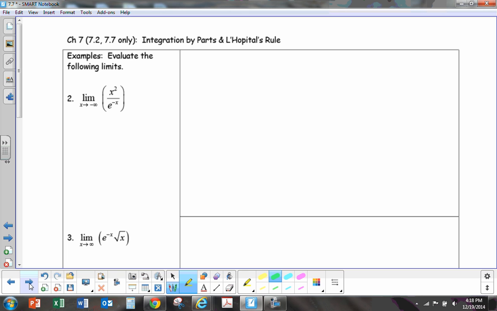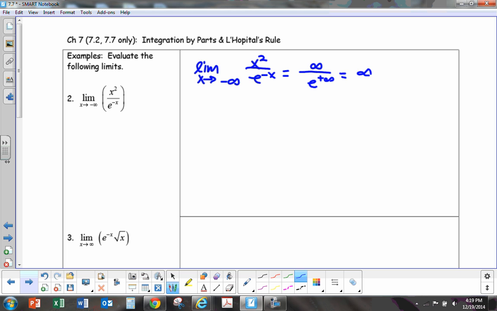So in the next example, now I'm letting x approach negative infinity, and I have x squared over e to the negative x. So limit as x goes to negative infinity of x squared over e to the negative x is equal to, well, I would get infinity on top because I'm squaring. And then on the bottom, e to the, well, I'd have a double negative. That would really end up being e to the positive infinity. This is infinity over infinity.